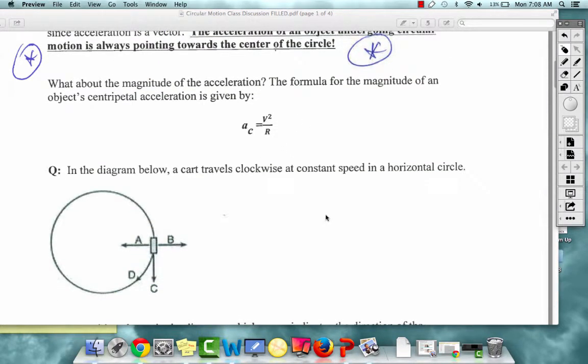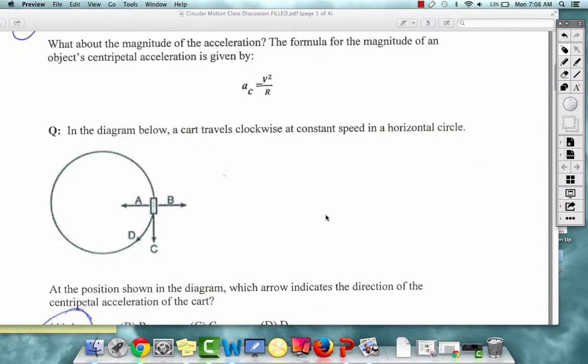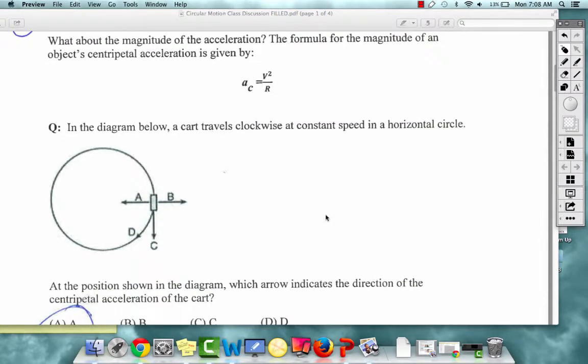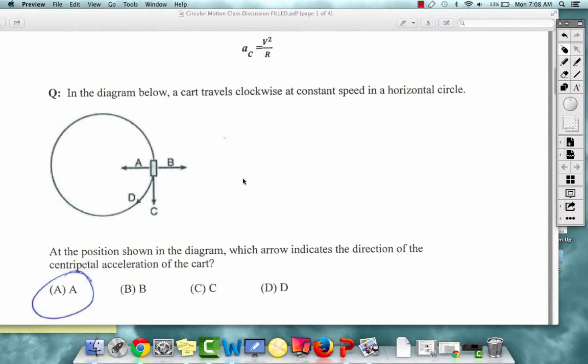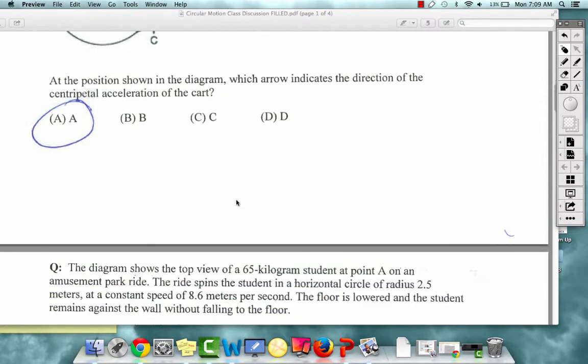In the diagram below, a car travels clockwise at a constant speed in a horizontal circle. At the position shown in the diagram, which arrow indicates the direction of the centripetal acceleration of the car? Well, if you remember up here where I have the two stars, the centripetal acceleration is always directed towards the center of the circle. So which arrow would represent that? That would be arrow A, because that's pointing towards the center of the circle.